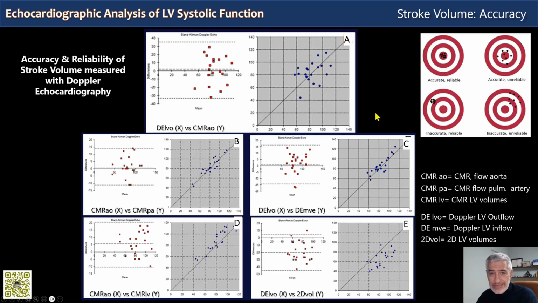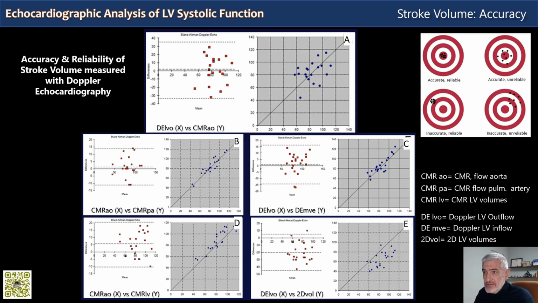Again, considering accuracy and reliability of echocardiography, in this case, these are measurements made in my former echo lab comparing transthoracic echocardiography, pulse Doppler and 2D with MRI. Now, it's quite common to consider echocardiographic measurements, both stroke volume and the volume by itself, less precise, less reliable than those obtained with MRI. But I think that this consideration may not be entirely accurate.